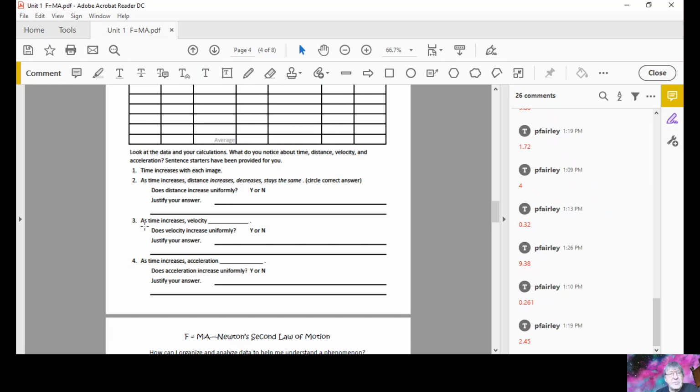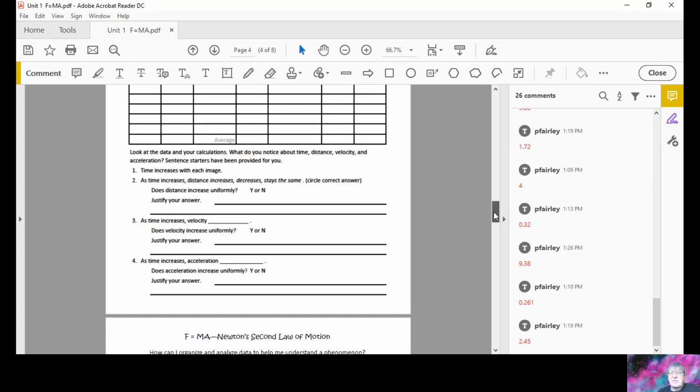As we go down here, number 3, now they're not giving you the blanks to fill in, but basically these are still your 3 choices. As time increases, velocity, did it get faster, did it get slower, or did it stay the same? Does velocity increase, decrease, or stay the same? Was it a uniform increase? Was it always changing by the same amount every time, or not? Please justify your answer. And then what about acceleration? Did it increase, decrease, or stay the same?